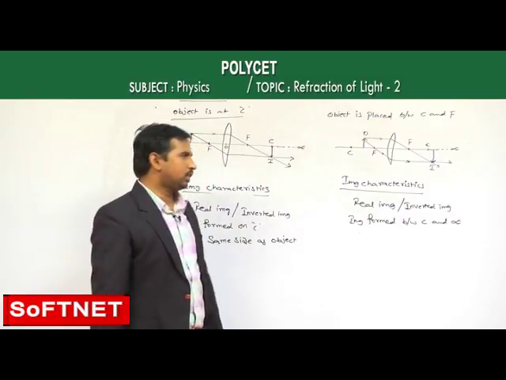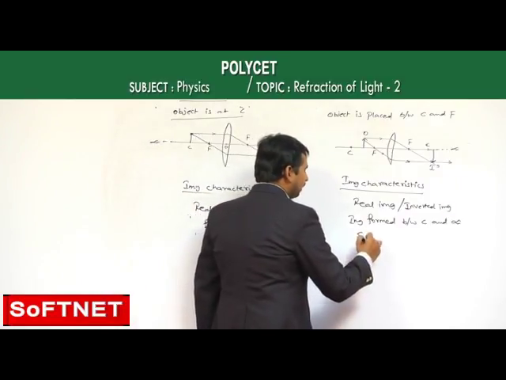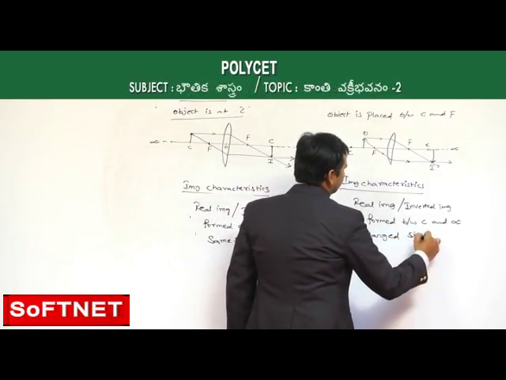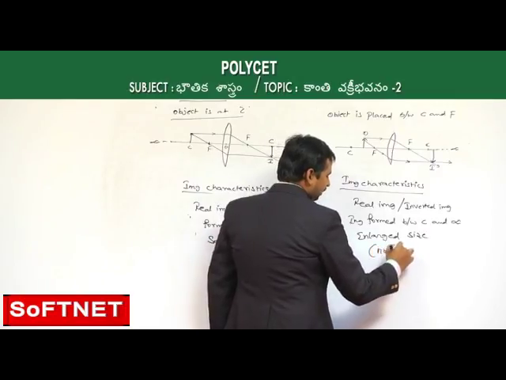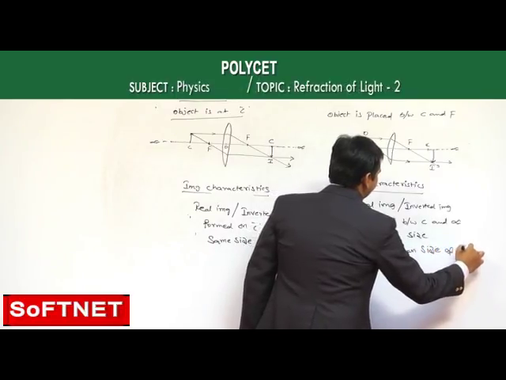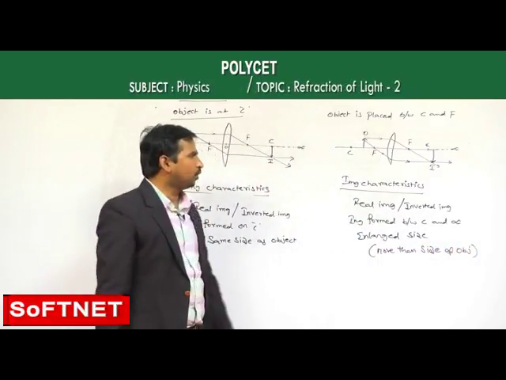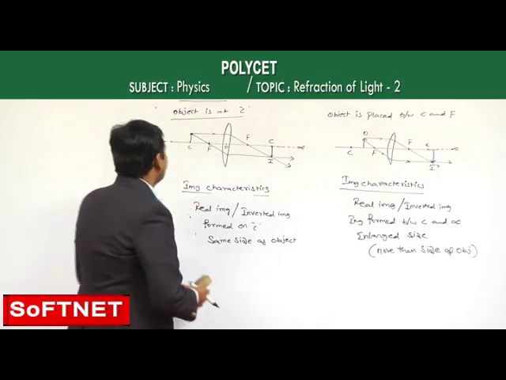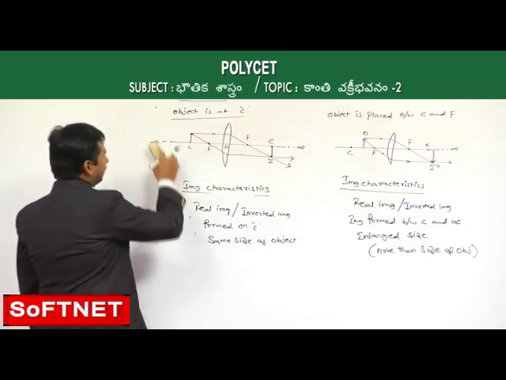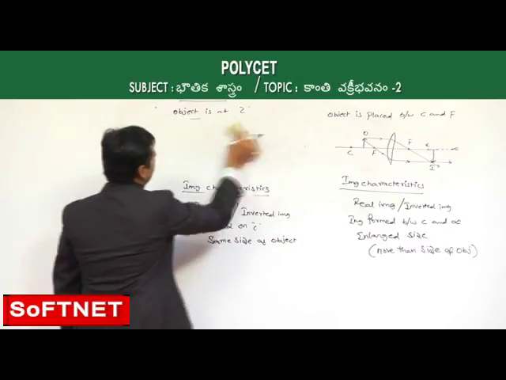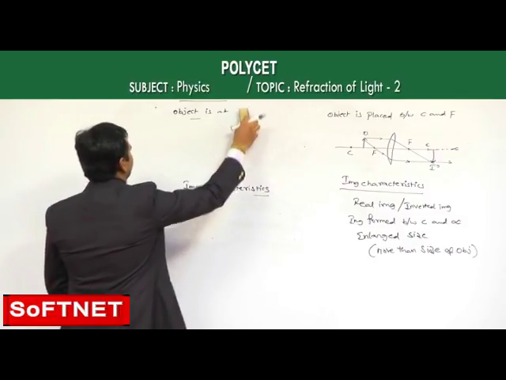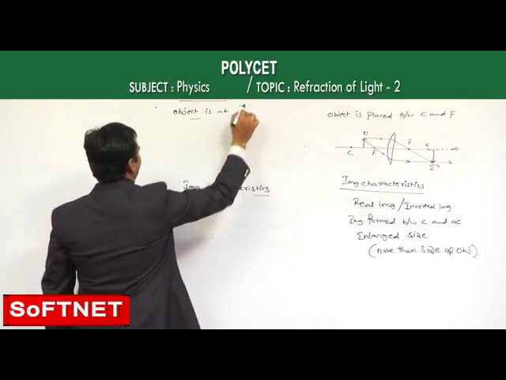Okay. And the next one, the size here we are getting is an enlarged size, which is more than the size of the object. Enlarged size means more than the size of the object. Okay. Now that is about the fourth case where the object is placed in between C and F. Now we are coming to the next case where the object is placed exactly on the principal focus, one of the very important ones. Object is placed at focus.